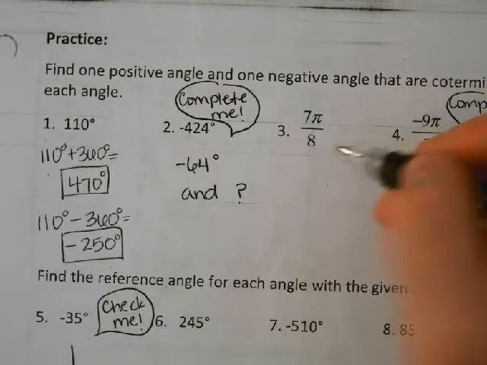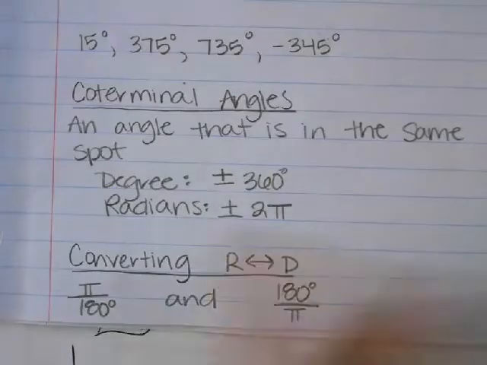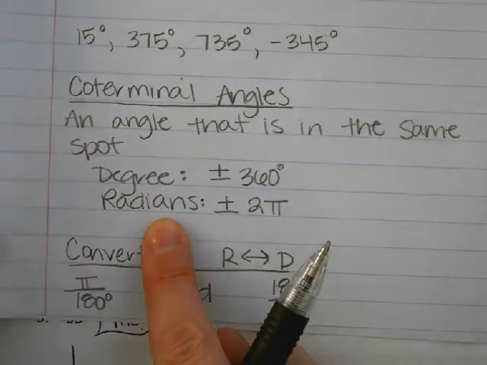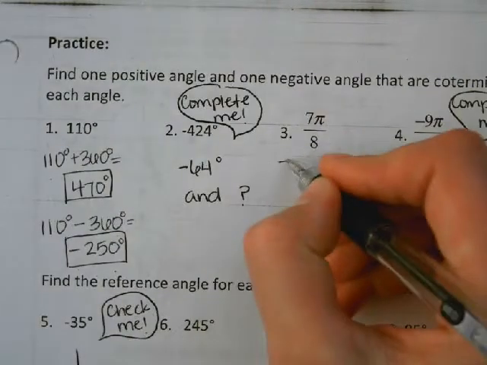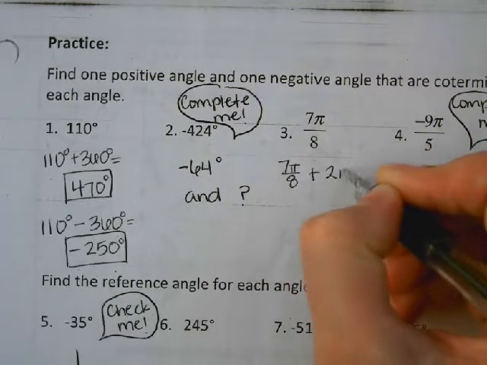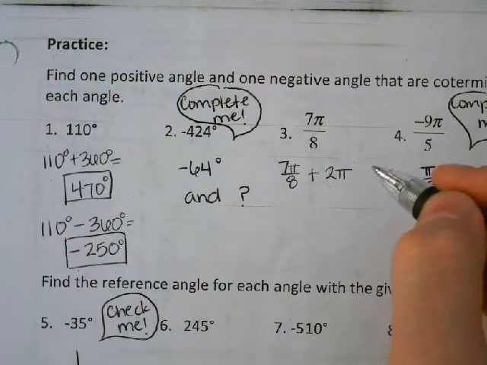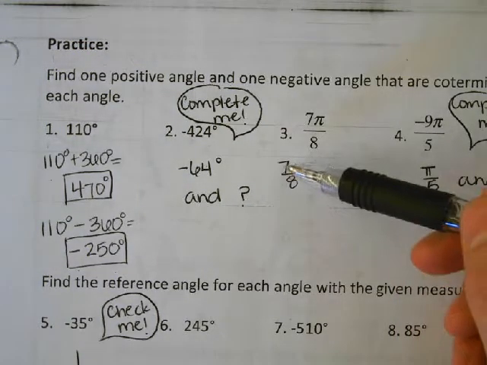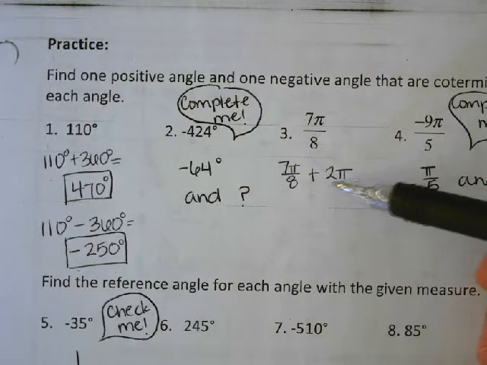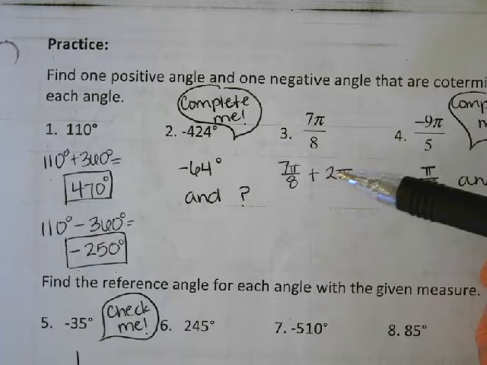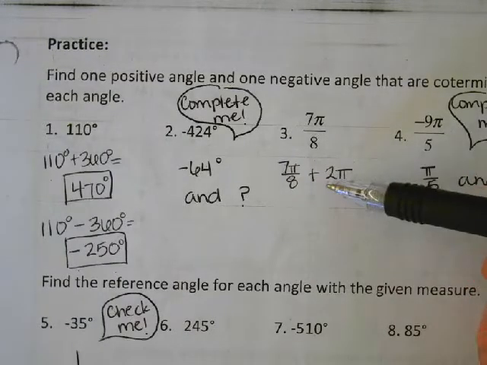All right, if your problem is in radians, then what should you add or subtract? 2 pi. So I'm going to say I have 7 pi eighths plus 2 pi. Now, earlier I said we're going to avoid typing the pi into the calculator, so what I want you to do is just type in 7 eighths plus 2. So it's kind of like combining like terms. They're both in terms of pi. So I'm just going to say 7 eighths plus 2. Go ahead and type that in. Tell me what you get.